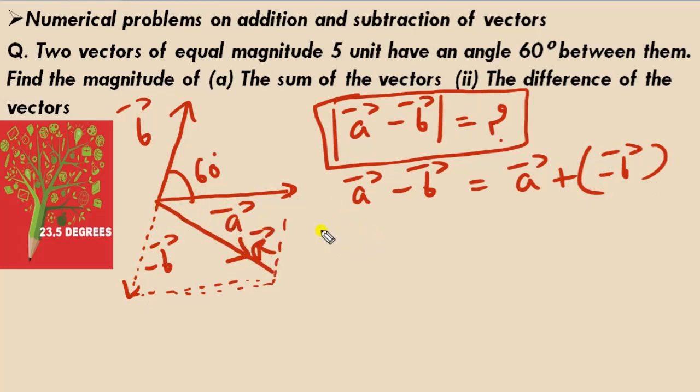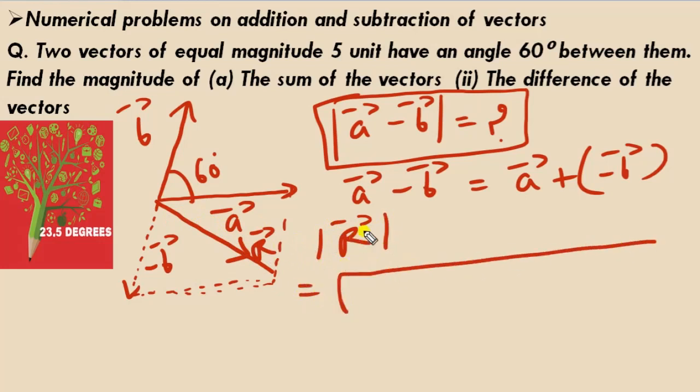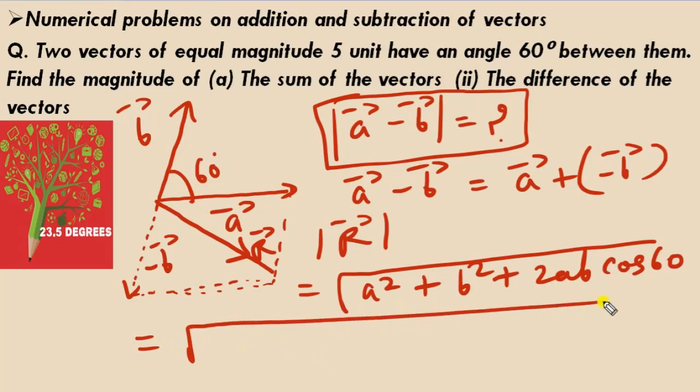So magnitude of vector R would be equal to square root of the square of the magnitude of vector A, that is A square, plus, remember, the magnitude of vector B as well as that of minus vector B is the same, that is 5 unit. Only the direction is changed. So plus B square plus 2AB cos 60, we will get square root of 25, square of 5, plus square of 5 again, that is 25, plus 2 into 5 into 5 into cos.